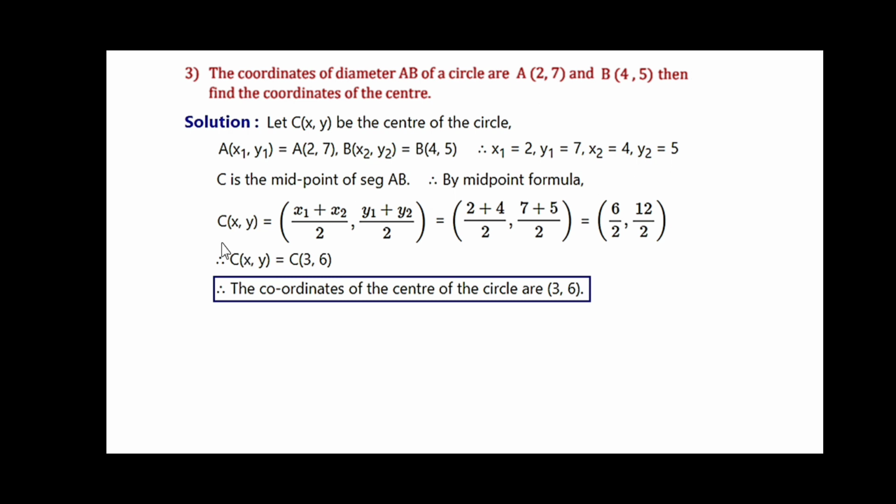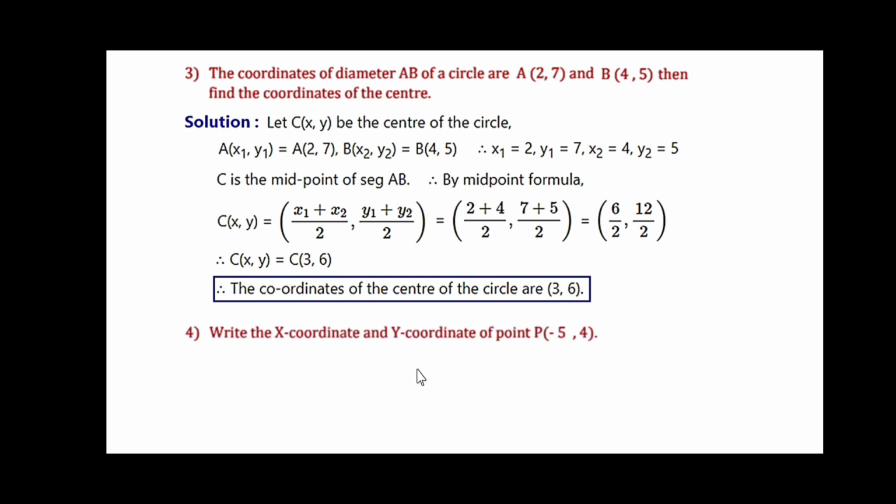By the midpoint formula, we can write C(x,y) is equal to ((x1 + x2)/2, (y1 + y2)/2). Here the x1 and y1 values are given, so we'll put those values. It will be (2 + 4)/2, and y1 is 7 and y2 is 5, so (7 + 5)/2. That is 6 by 2 and 12 upon 2. After division we get C(x,y) is equal to (3, 6). So the coordinates of the center of the circle are (3, 6).